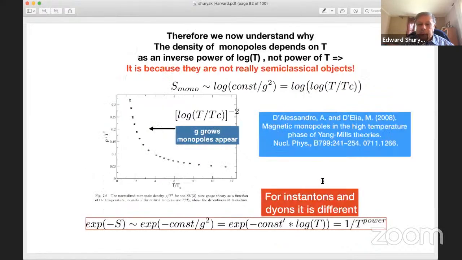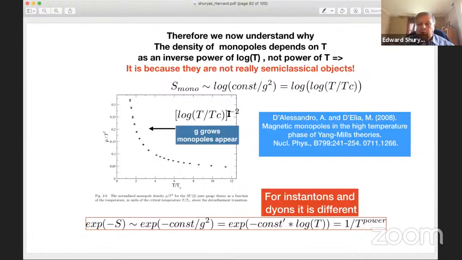So does this formula make sense? It turns out it does. Here are the data about monopole density from a lattice as a function of temperature. This is some curve, and it is not an inverse power of temperature, as instanton-dyons and all other semi-classical objects have. Once again, the exponent of minus S is the weight of our partition function. If the action of the object is 1 over g squared, because it's a solution of the Yang-Mills equation, asymptotic freedom tells us that 1 over g squared translates to the log of the scale, in this case temperature. So you have the exponent of something times log; the exponent and log cancel, and we have an inverse power of temperature. Instanton-dyons and instantons have such density dependence, any classical solution should, but monopoles do not.